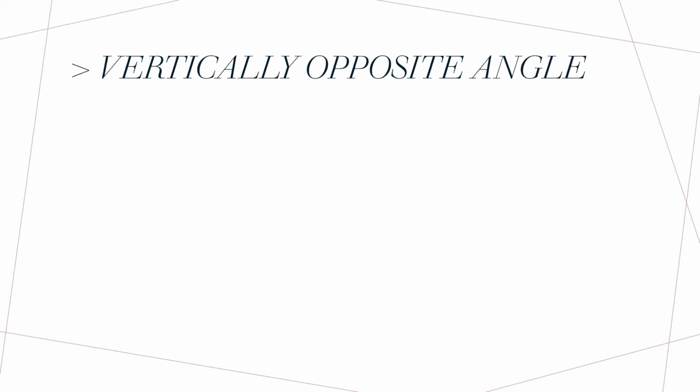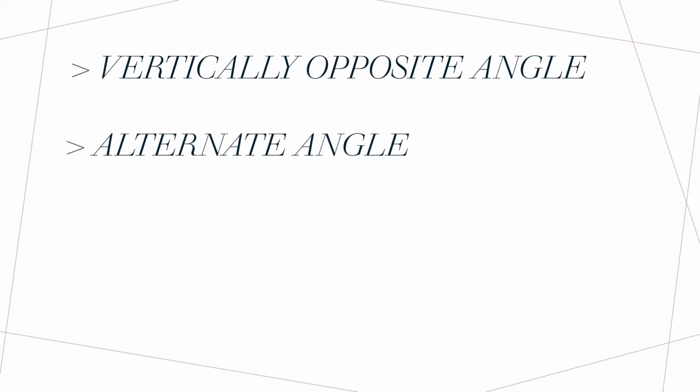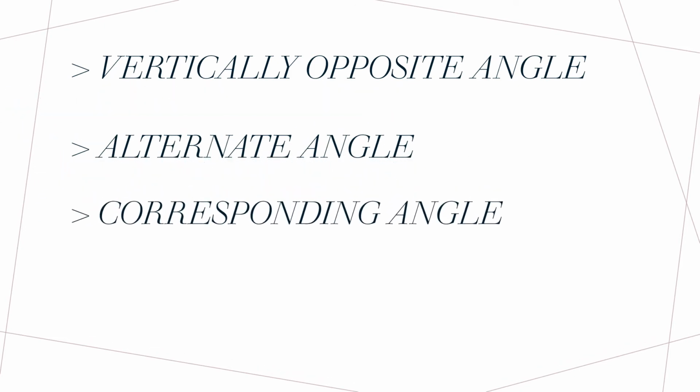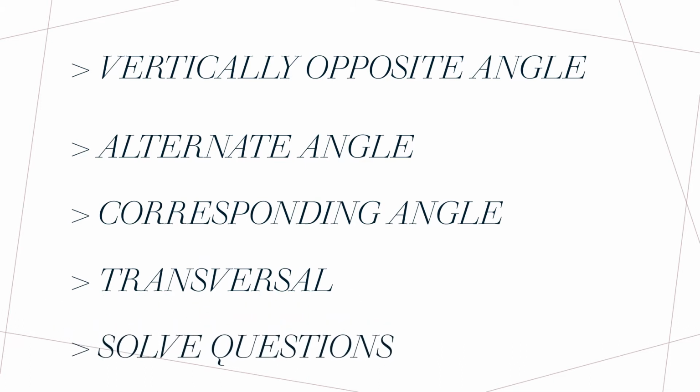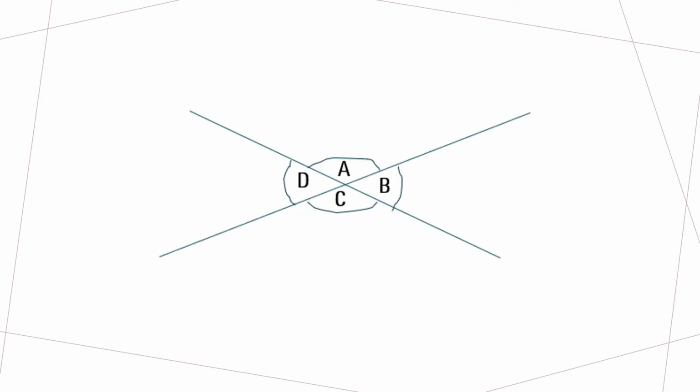Today we'll be knowing what is vertically opposite angle, alternate angle, corresponding angle, what is transversal, and we'll be solving many questions. This diagram shows two straight lines.